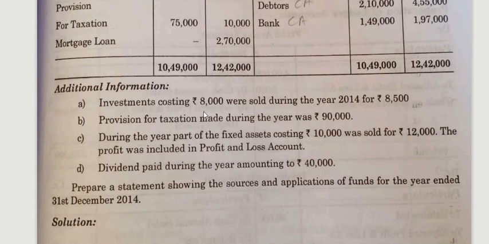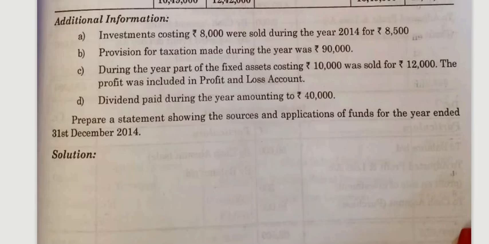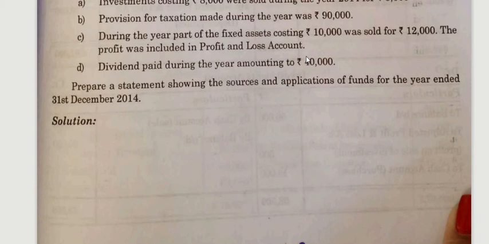Investment costing 8,000 were sold during the year 2014 for 8,500. So 8,000 rupees was the investment paid and it was sold for 8,500. So you suppose it was sold at a profit. You'll prepare your investment ledger account and you'll show this respectively. Provision for taxation you have given, so you'll prepare the provision for taxation ledger account.